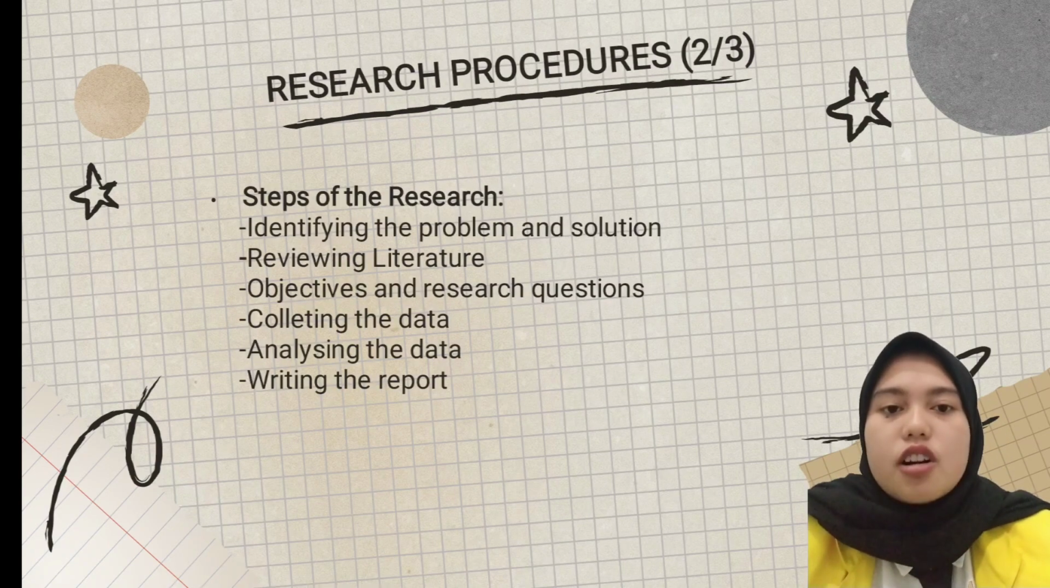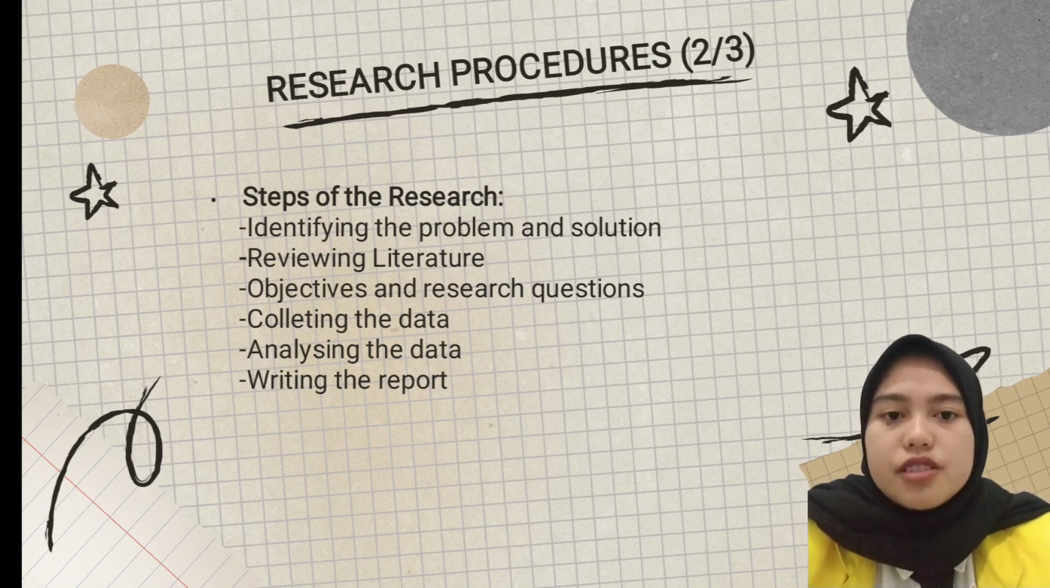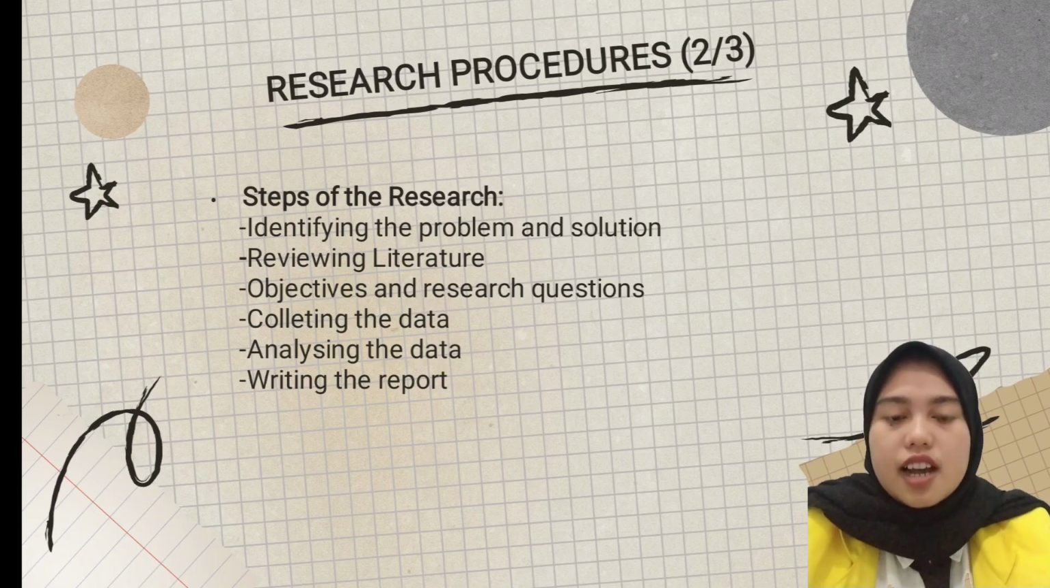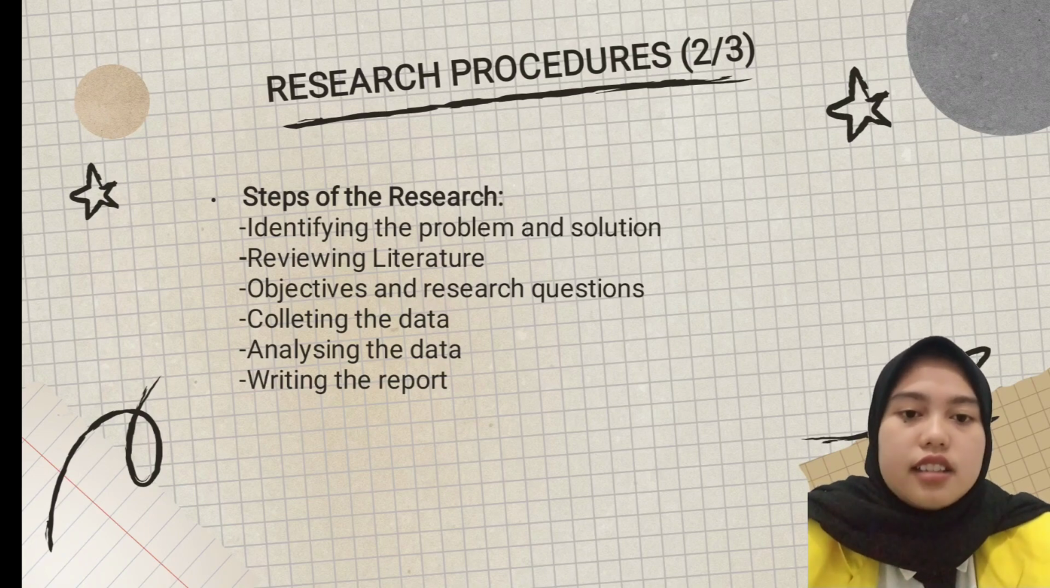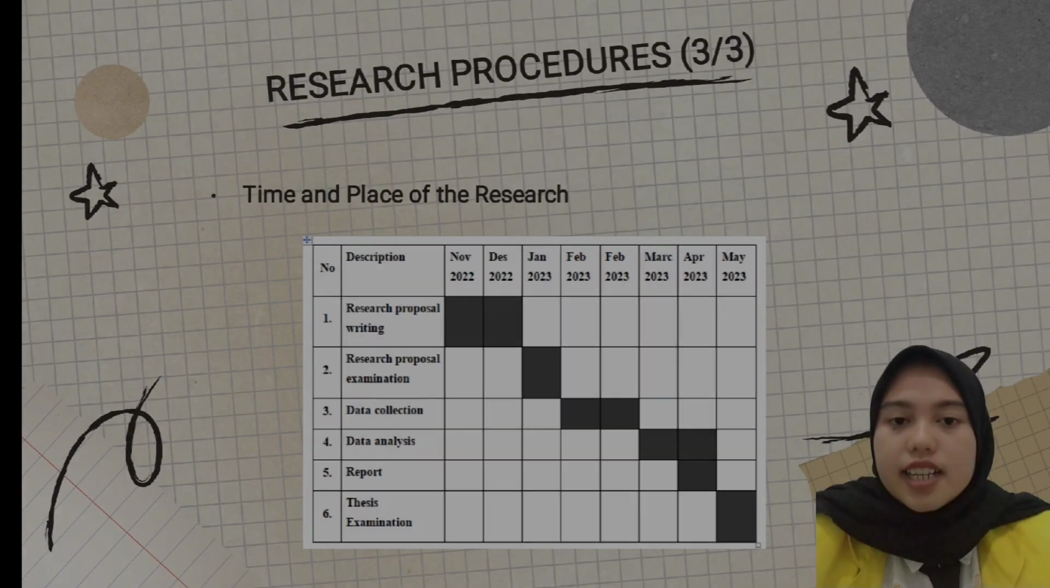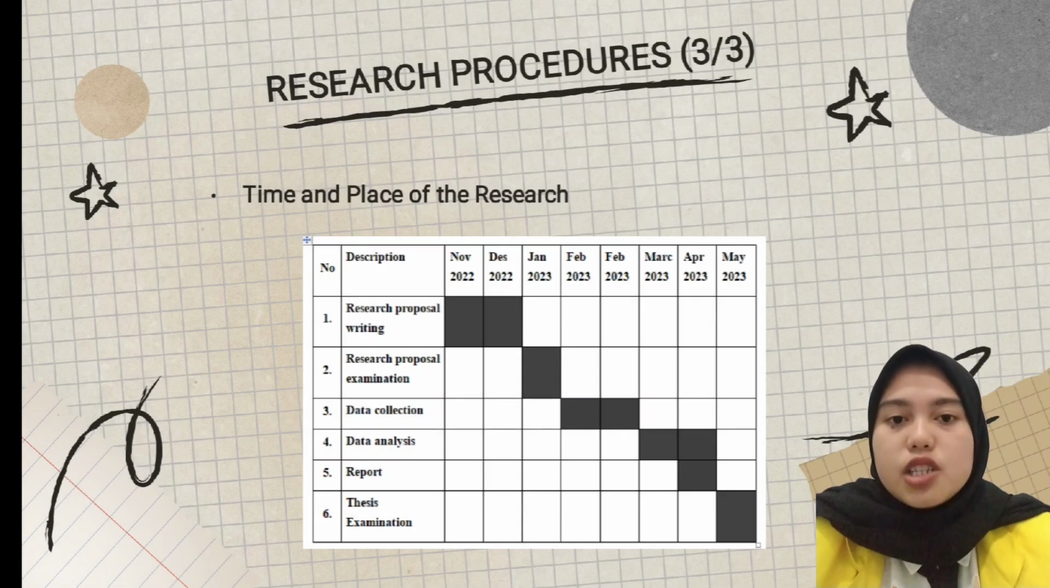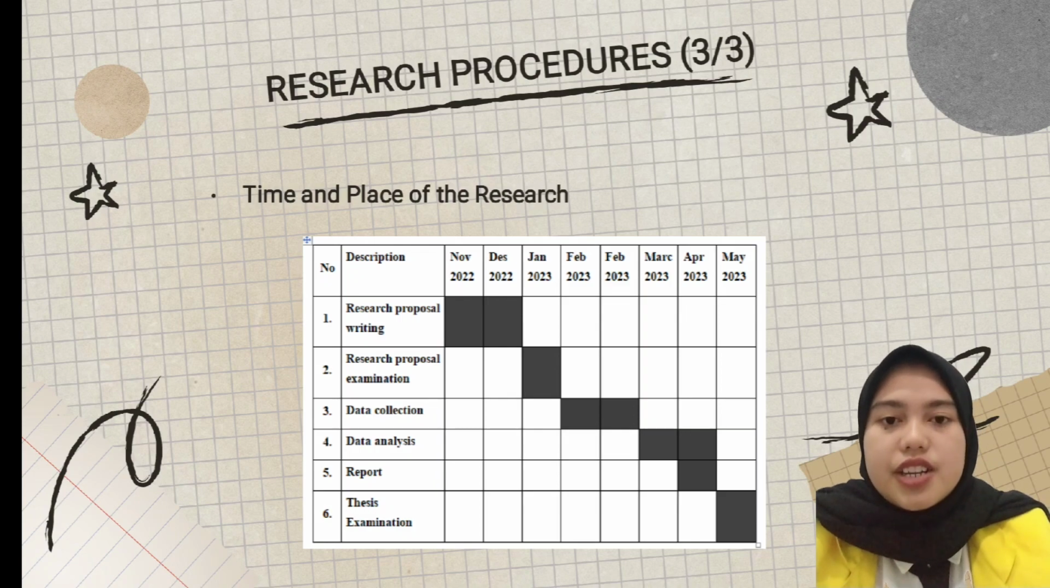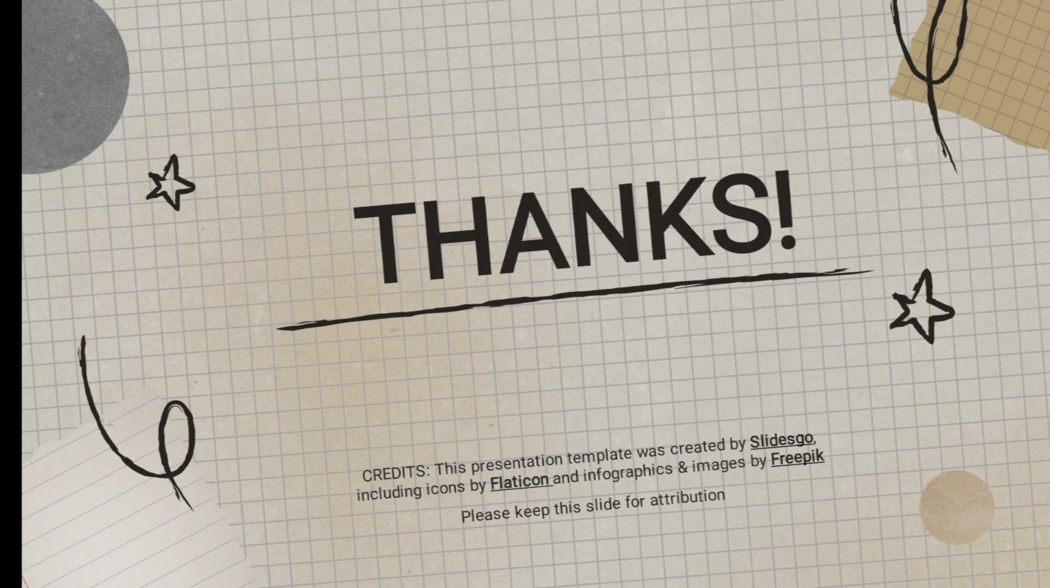The first point is the steps of the research. The first step is identifying the problem and solution. The second is reviewing literature. The third is objectives and research questions. The next is collecting the data and then analyzing the data, and the last is writing the report. The second point is the time and place of the research. So you can see here on the table, this is the research schedule.